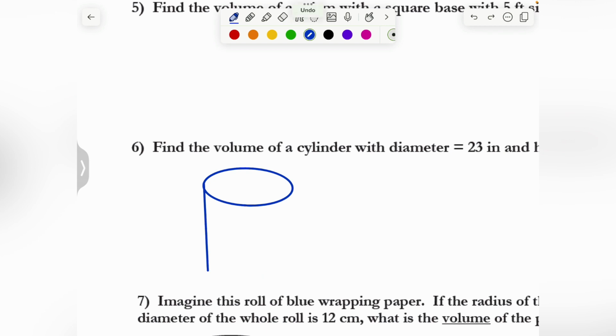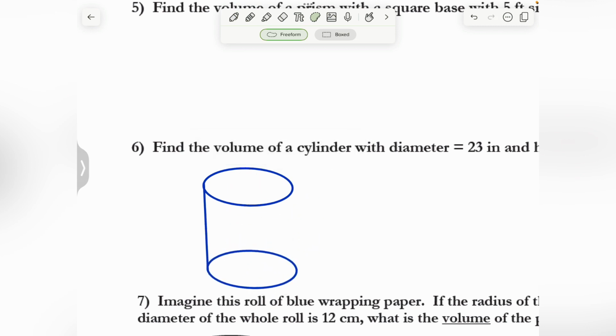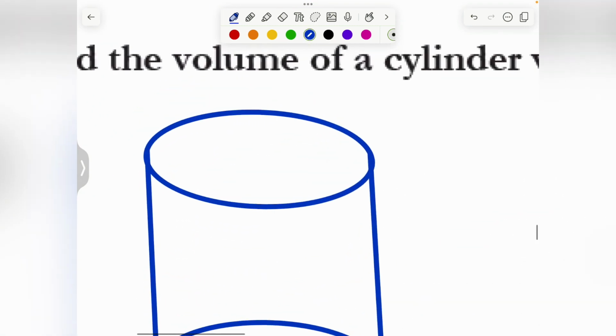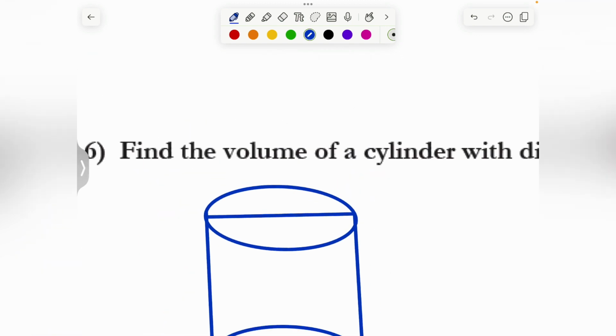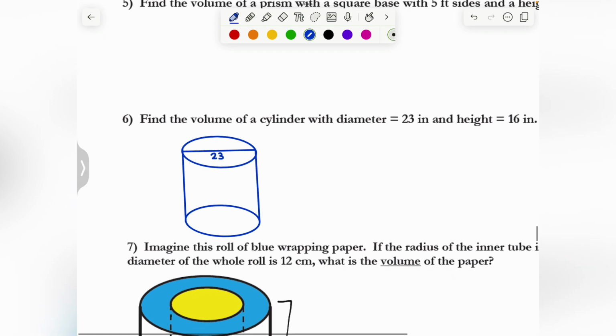I'm going to duplicate this. Let's do that. Okay. There we go. All right, it gives me the diameter, which goes straight across. The diameter is 23. The height is 16.